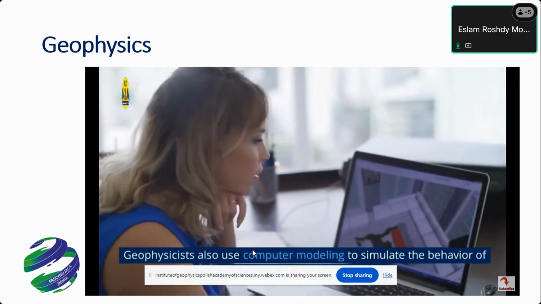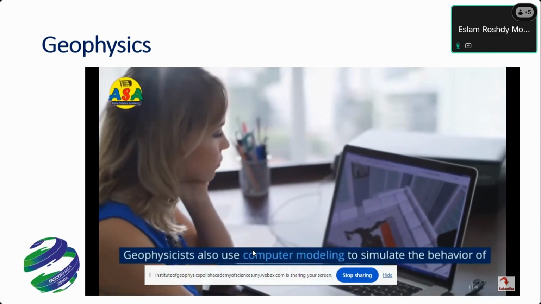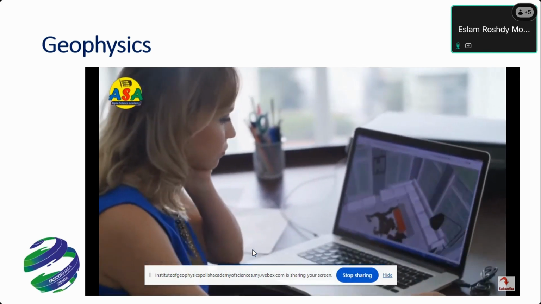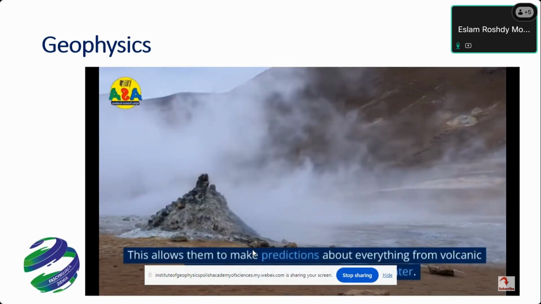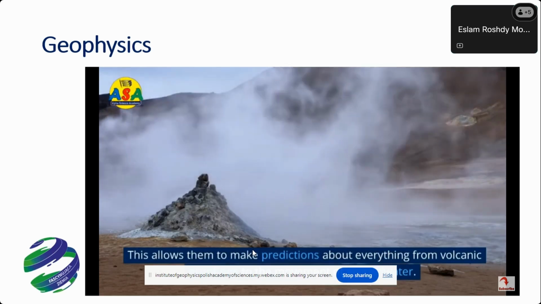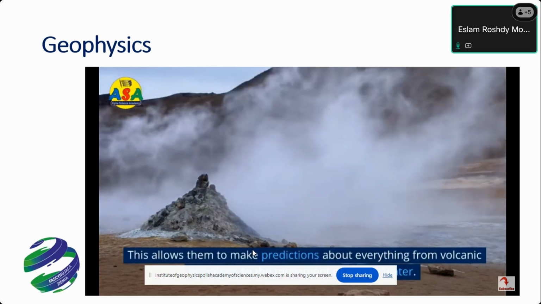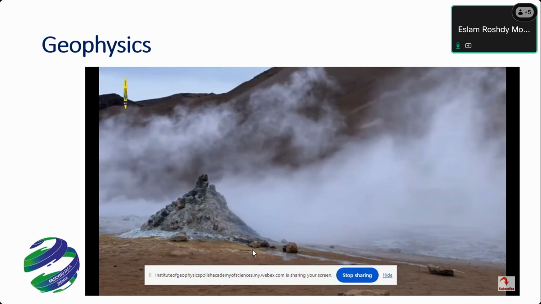Geophysicists also use computer modeling to simulate the behavior of the Earth's physical processes. This allows them to make predictions about everything from volcanic eruptions to the movement of groundwater.